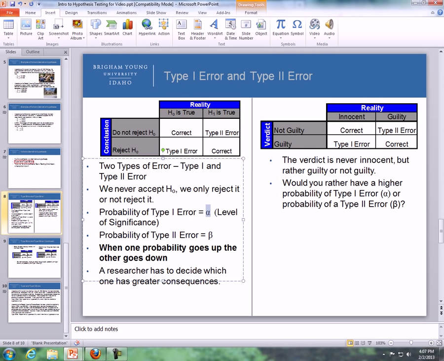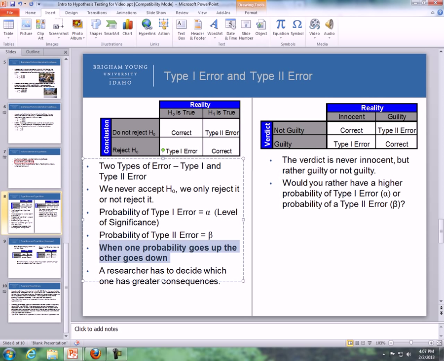Now beta was not mentioned in the video, but basically what needs to be understood is that when one of these probabilities goes up, the other has to go down. And so you as a researcher have to decide which one has greater consequences. So if a type 1 error has greater consequences, you want to minimize that as much as possible and increase your type 2 error. Okay. Now let's go through a couple of examples, and you just need to ask yourself which one are you more willing, or which one has greater consequences.